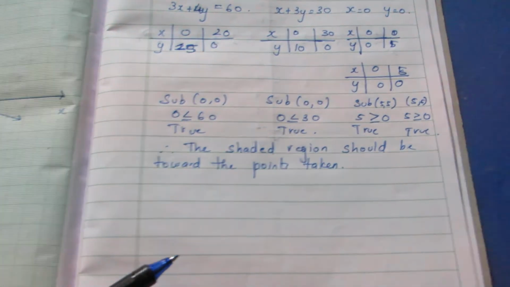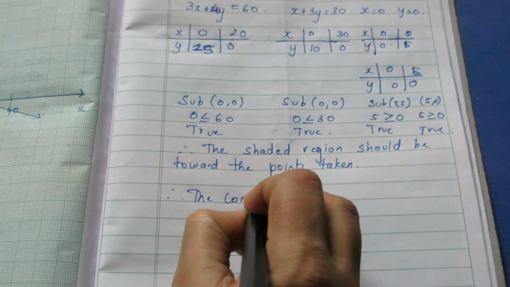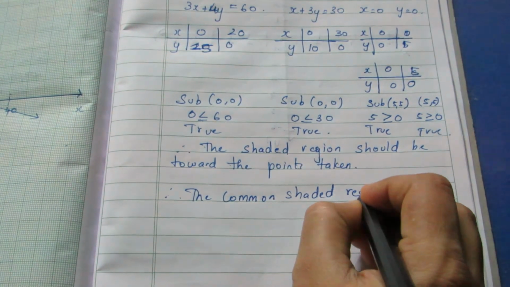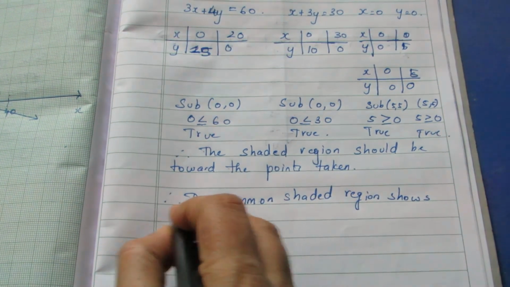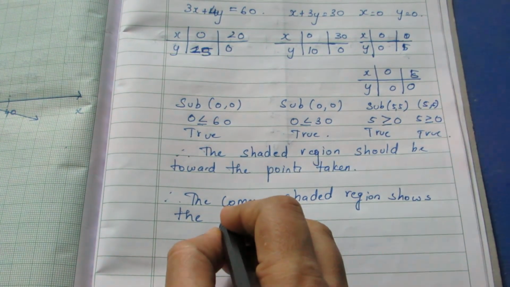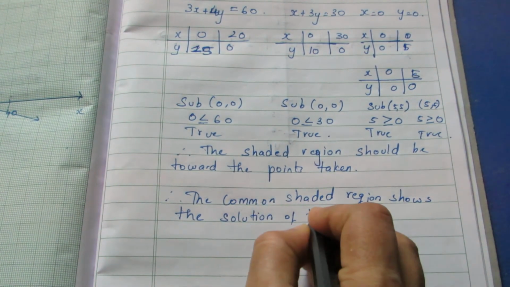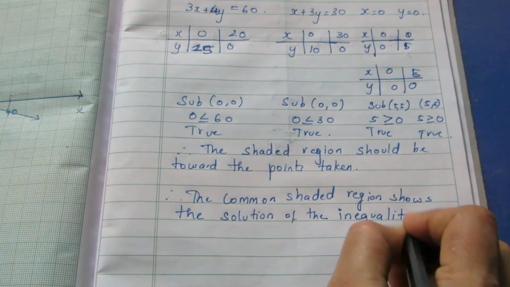So the common shaded region shows the solution of the inequalities, which will be your final answer for the graph.